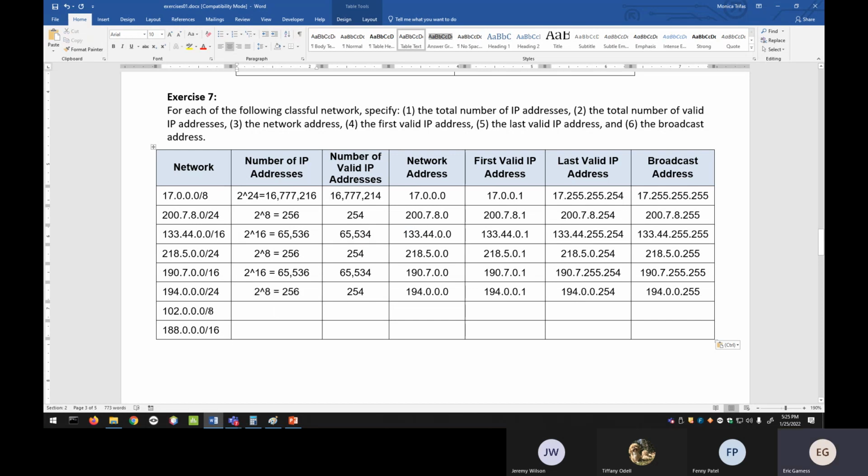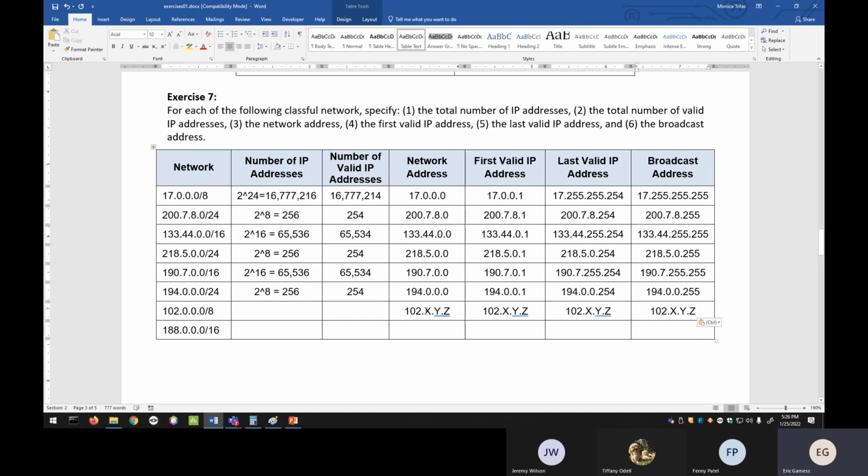Look at this one. The first byte is between 0 and 127. So it's a class A. In a class A, the default mask is /8. The separation is here. It means that I cannot change the first byte. So I will always have 102. I am free here, I am free here, and I am free here. So the last 3 bytes, I can manage them as I want.